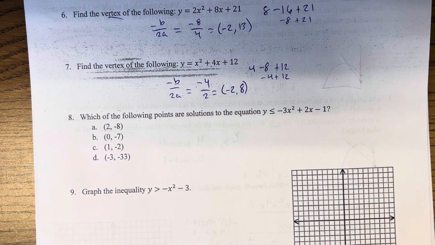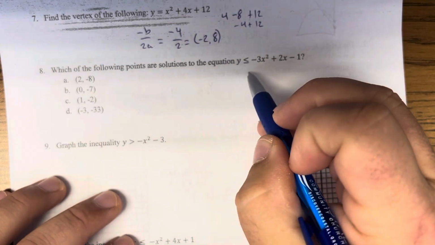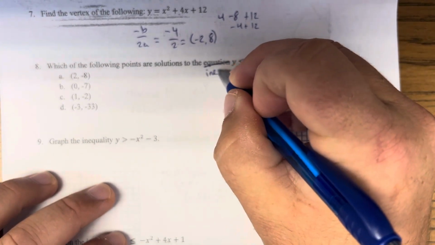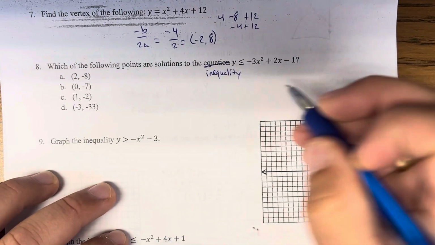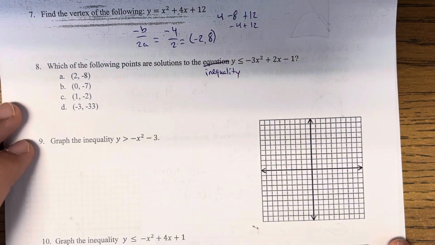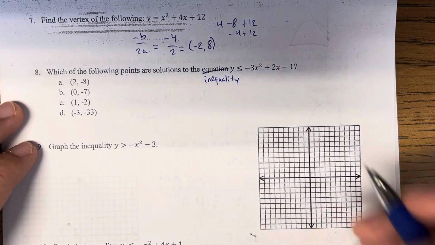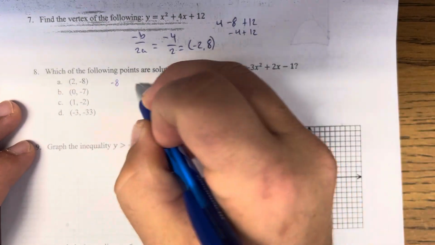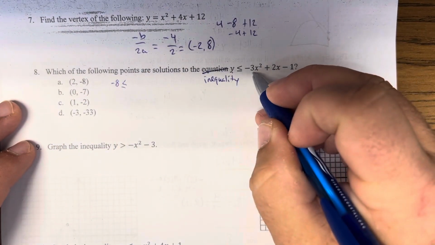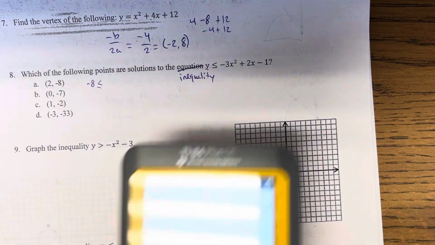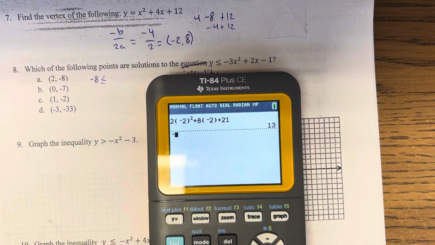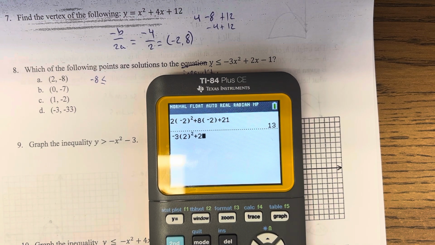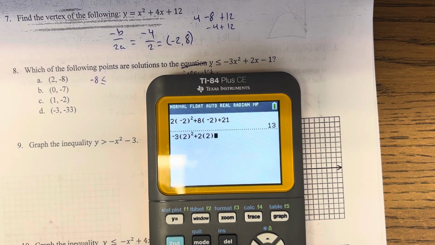All right, and then for the next one, which of the following points are solutions to the equation, or this shouldn't say equation, it should say inequality. y is less than or equal to negative 3x squared plus 2x minus 1. All right, so we're just going to plug these values in. So for the first one, negative 8 is my y value, is less than or equal to, and we're going to plug in the 2. And so I'll just go ahead and use the calculator, make it a little bit easier. So negative 3, 2 squared plus 2 times 2 minus 1.